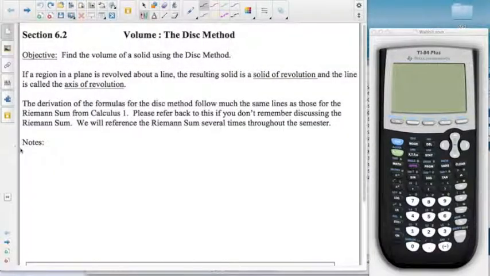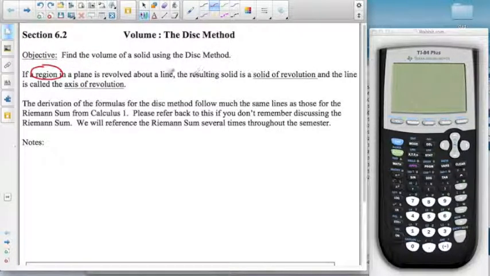Another application of integration is to take a region and revolve it around an axis. We take a region in a plane and revolve it around an axis or a line. And when you do that, you get something that's called a solid of revolution.